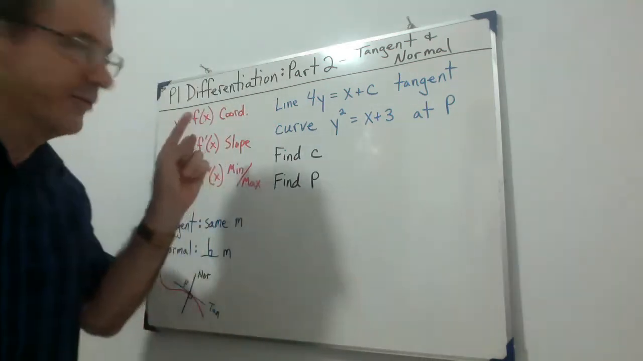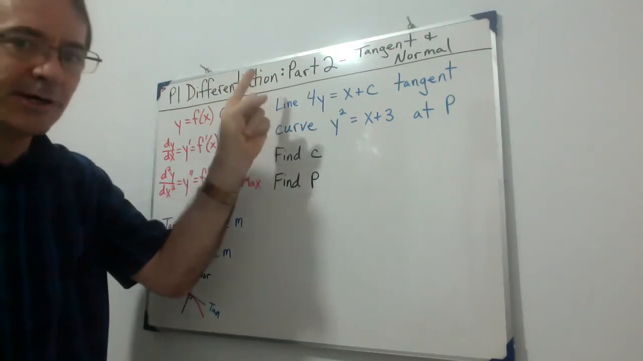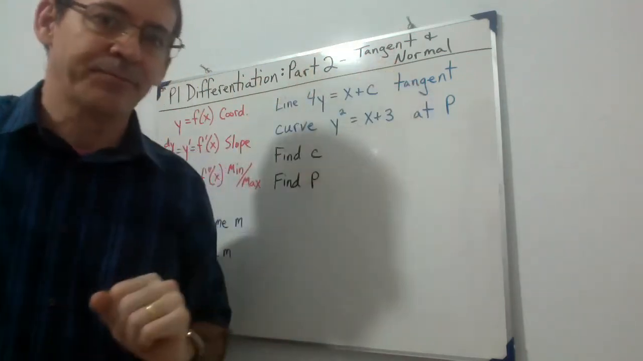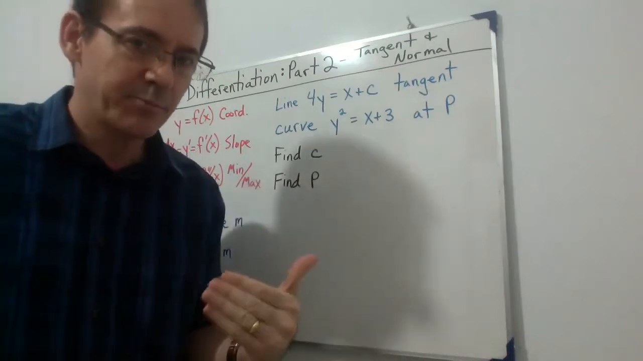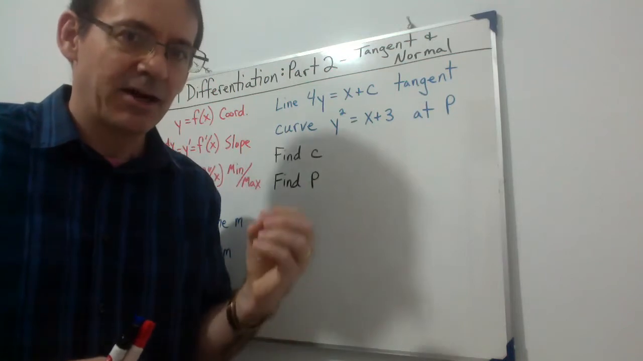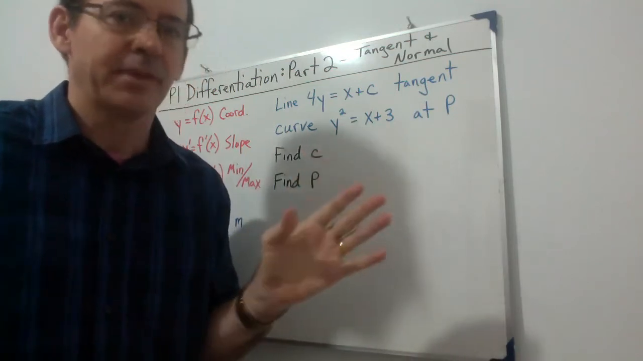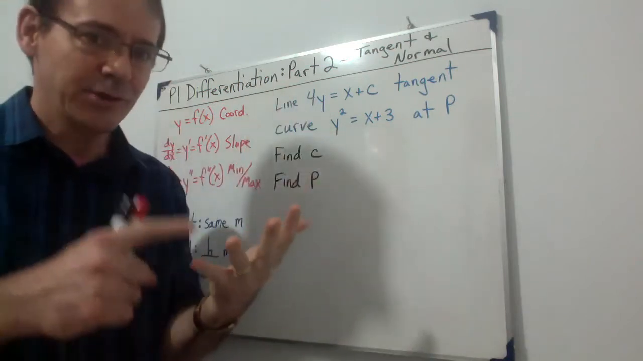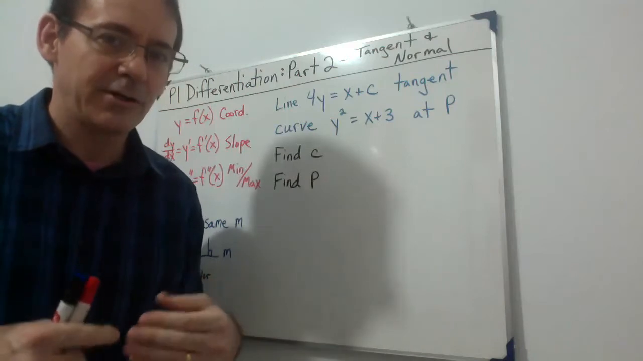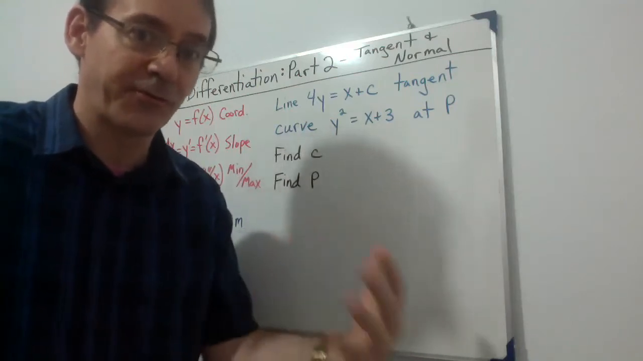Today we want to cover Pure Math 1, Differentiation, Part 2, Tangent and Normal Lines. So when we talked in Part 1, we looked at the mechanics of how to do the derivative. Now in Part 2, 3, 4, and Part 5, we're going to look at applications. What do you use the derivative for?